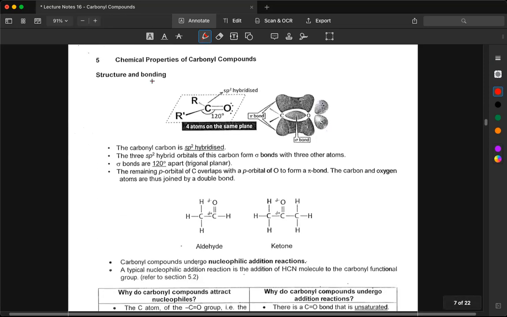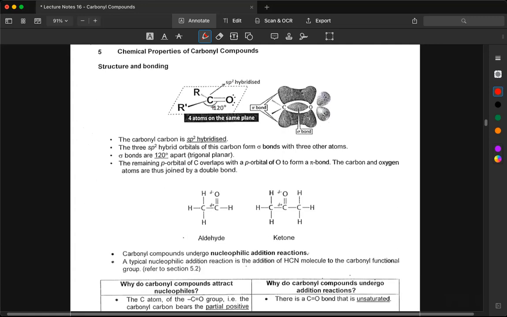Now, let's look at the chemical properties of carbonyl compounds. The carbonyl carbon is sp2 hybridized, trigonal planar. The three sp2 hybrid orbitals of this carbon will form sigma bonds with three other atoms 120 degrees apart. The remaining p orbital of C overlaps with the p orbital of O to form a pi bond, which is represented by the double bond.